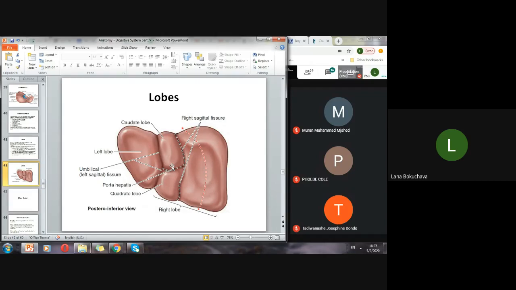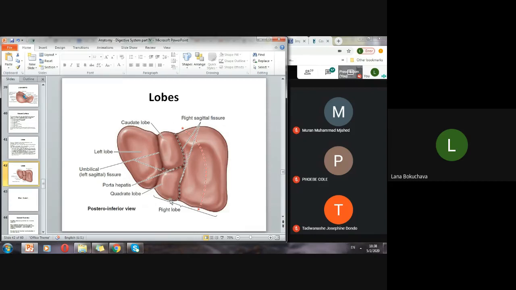Because from the name itself, the caudate lobe comes from the word caudus, and it is localized on the visceral surface, particularly on its lowermost part, here. Caudus means tail simply. And the part of the ligament that we have here, I said it is the ligamentum teres, but that's not correct. It is the ligamentum venosum.